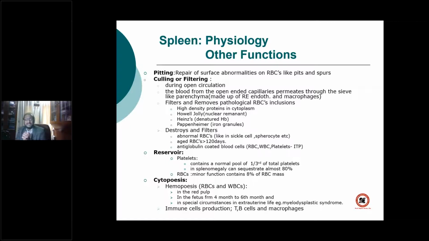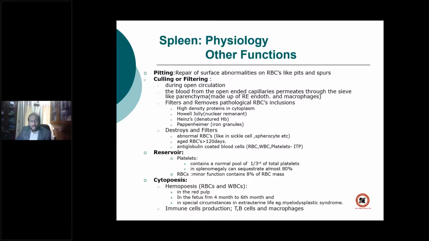Culling or filtering is basically removing the damaged RBC. So this will only happen during open circulation, as I just told you. From the open-ended capillary, the blood is going to permeate, and it cannot enter the sinusoids. Because they cannot enter the sinusoids, the RBCs will be destroyed. So abnormal RBCs like sickle cells, spherocytes, etc. would be filtered off. They would be retained back in the spleen. Aged RBCs more than 120 days, because they cannot alter the shape, would be retained back in the red pulp. Antiglobulin coated blood cells would be retained back in the red pulp. They will not be allowed to enter into the sinusoid.